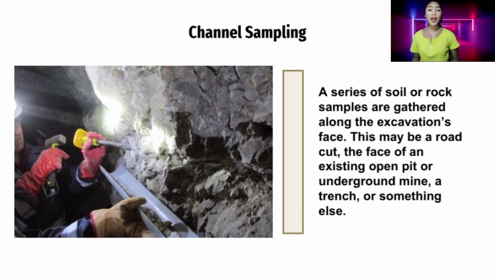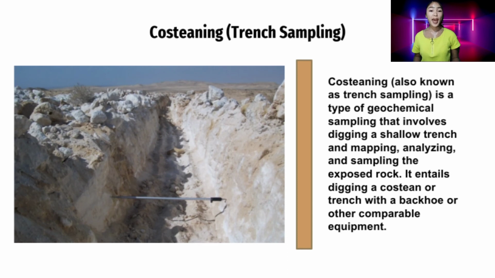So another one, we have channel sampling. A series of soil or rock samples are gathered along the excavation phase. This may be a road cut, the face of an existing open pit or underground mine, a trench, or something else. So another, we have costeaning or the trench sampling. Costeaning, also known as trench sampling, is a type of geochemical sampling that involves digging a shallow trench and mapping, analyzing, and sampling the exposed rock.